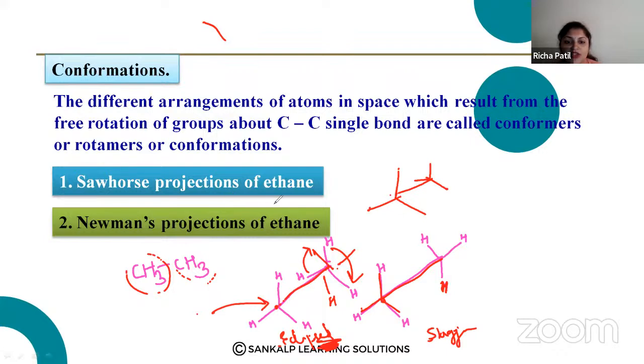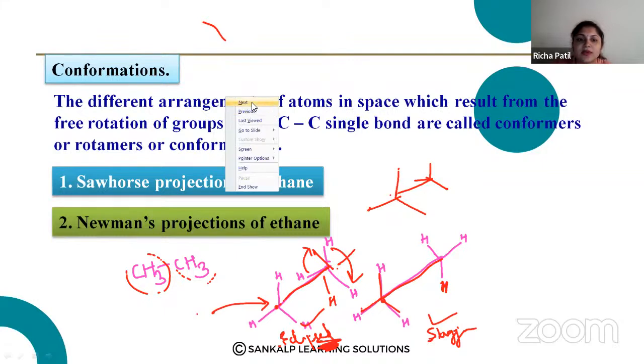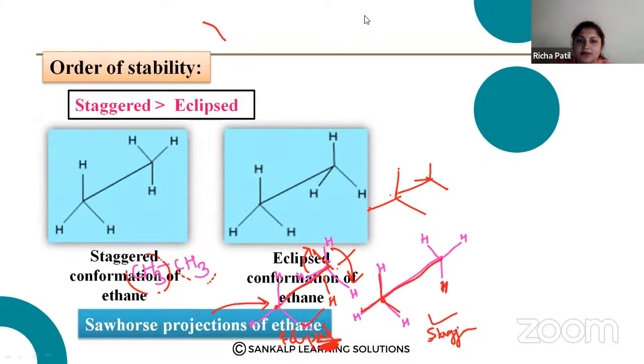So Sawhorse projection of ethane will form 2 forms. This is the eclipsed projection, this is the staggered projection. In between, whatever is formed is also a Sawhorse projection of ethane. So what is done? Different arrangements of atoms in space result from the free rotation of groups. You are rotating the groups around the C-C bond. Around this carbon-carbon single bond, you are rotating the atoms. So first one is the Sawhorse projection of ethane, one eclipsed, another staggered.